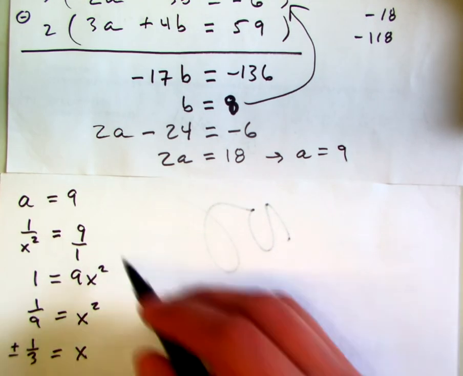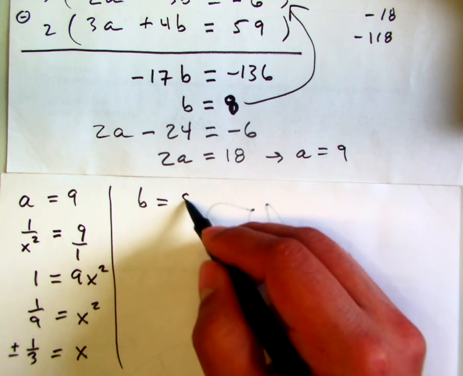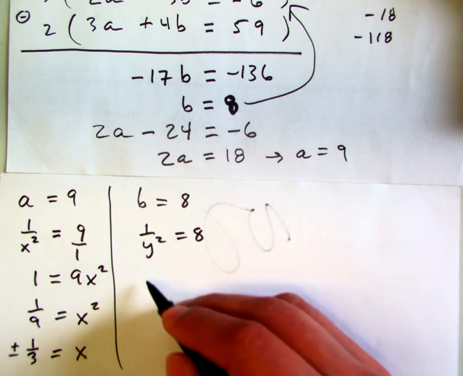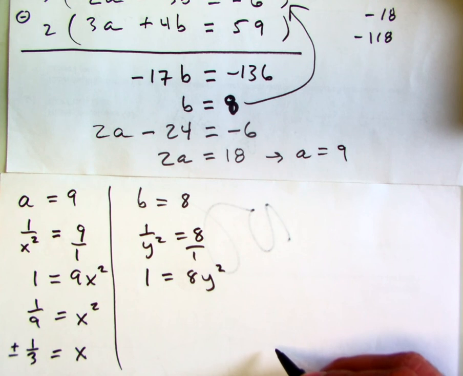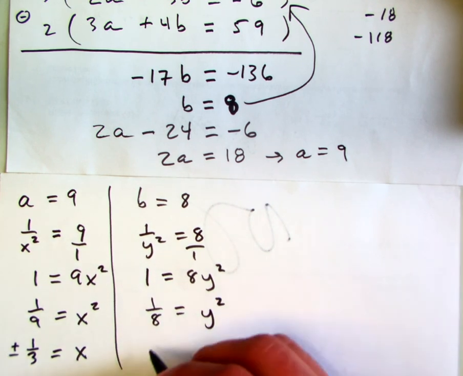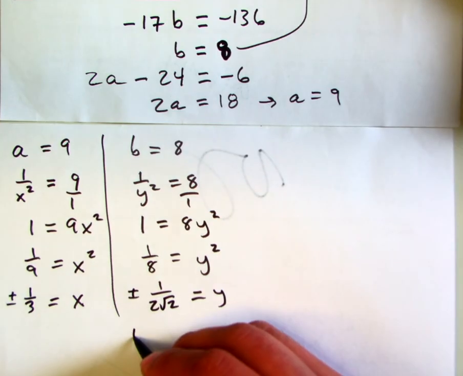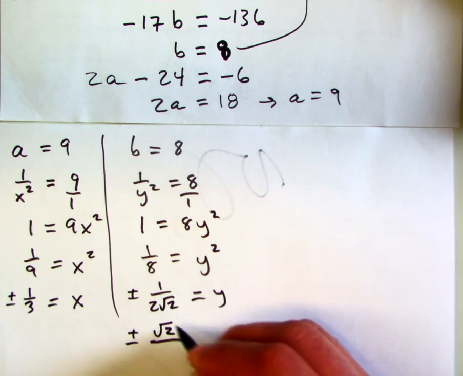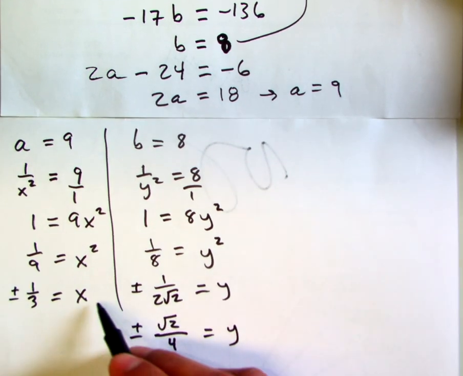If b is 8, then we have 1 over y squared equals 8. Same idea. 1 equals 8 times y squared. Divide by 8. Square root both sides. You get plus or minus 1 over 2 root 2. Let's get rid of the radical. So multiply root 2 to the top and bottom. So this becomes 2 times 2. So here are your x values, here are your y values.